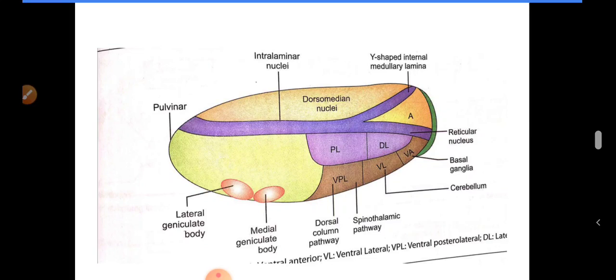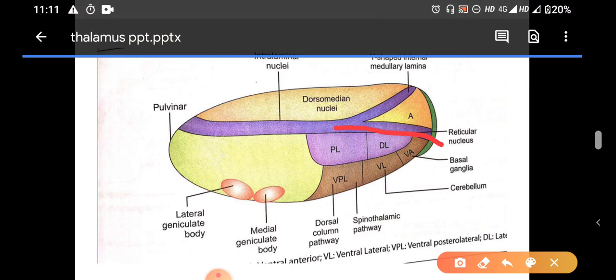Again this is the same diagram, you can see here the reticular nuclei in this Y-shaped. This one is the anterior, then the ventral anterior, ventral lateral, ventral posterolateral, ventral posteromedial, dorsal lateral, dorsal posterolateral. This is the pulvinar nuclei, lateral geniculate body and medial geniculate body.